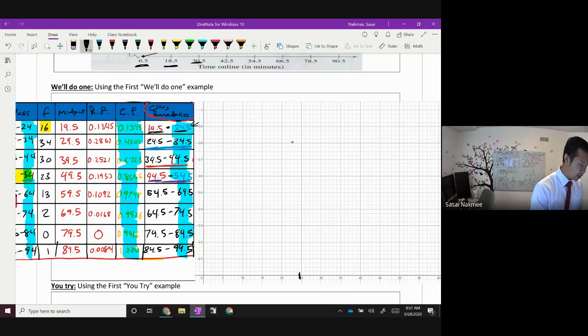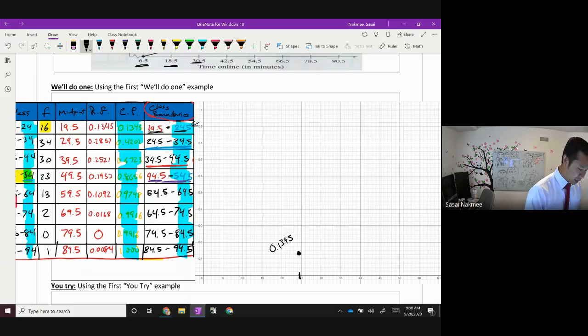And then the cumulative frequency is 0.1345. So you see this is 0.1, this is 0.2. So 0.13 is right about here. And you don't have to be perfect about it. That dot right there represents 0.1345.